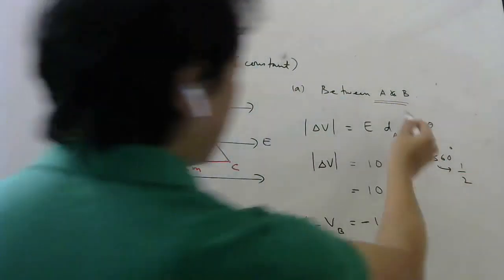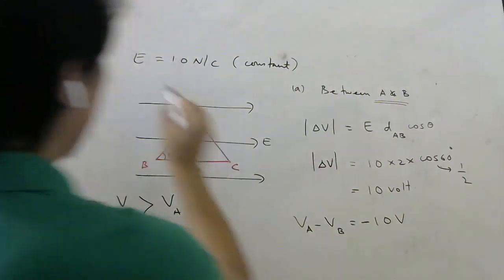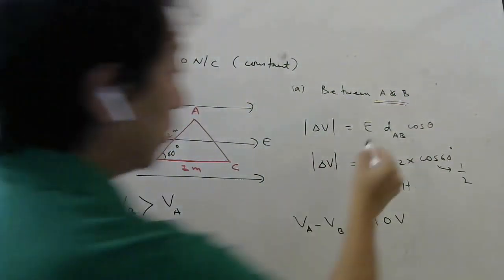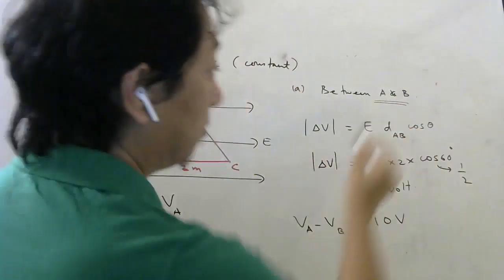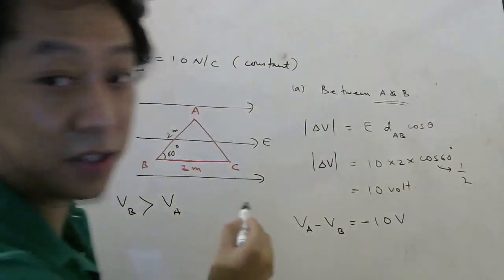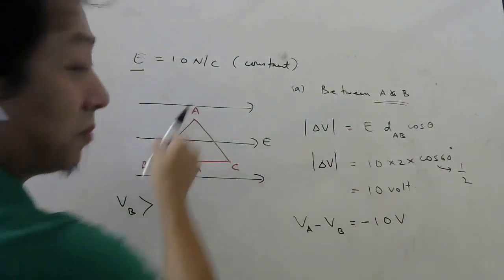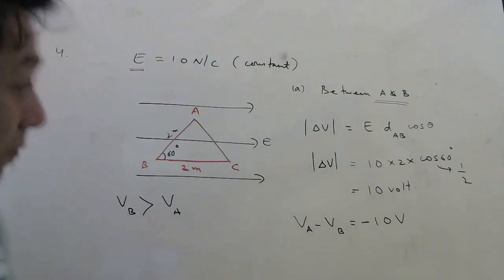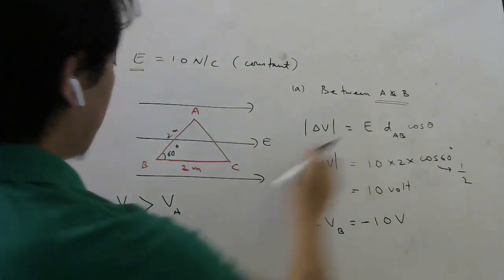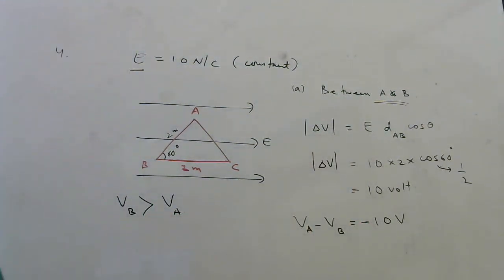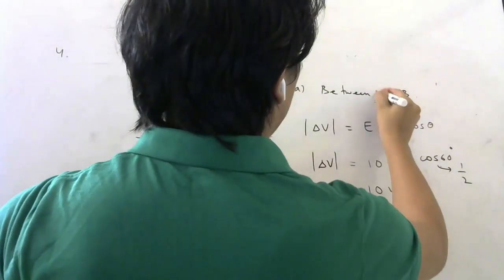And how to find the potential difference? Very simple. If electric field is constant, we know E into displacement between those two points, and cos theta. Theta is the angle between electric field and the displacement. Okay students? Now let us see between which points they said. Let me see the question. They said between B and C. So between B and C.